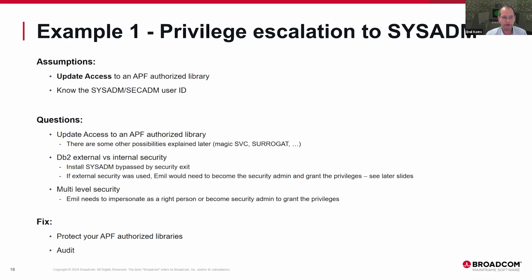What can maybe happen here also, or what can help a bit, is if you have multi-level security. But again, if that's the case and the assumptions work, then Emil can also impersonate the right person and grant the privileges. I didn't mention one of the assumptions is that I need to know the sysadmin or security admin in this case to change the identity. But usually it's not a big secret, because people usually know who is the admin in the company. But don't tell anyone if you don't need to, right? So keep it secret as well. Not everyone needs to know who is your sysadmin and what is his user ID.